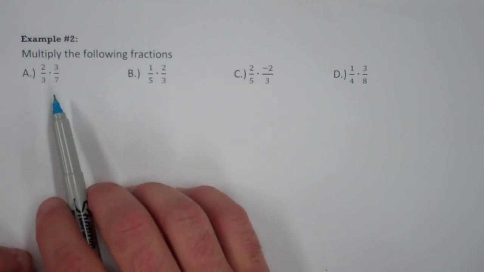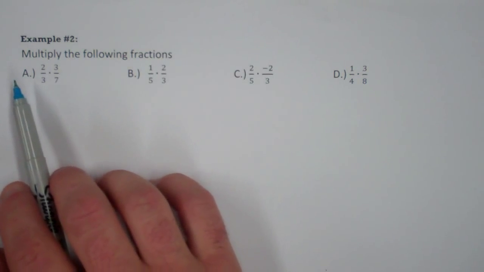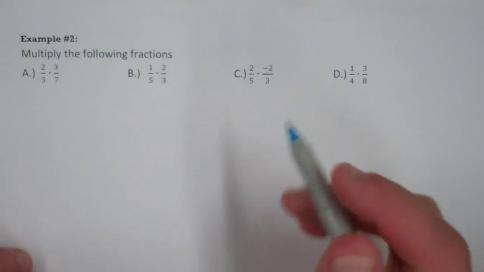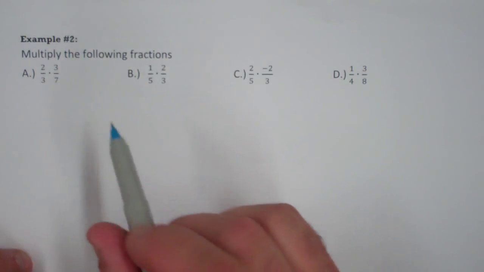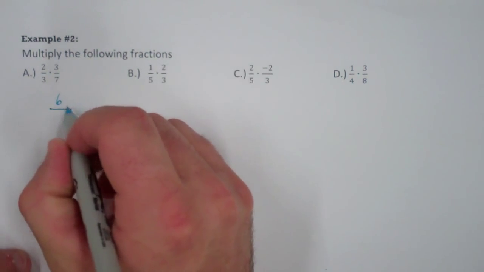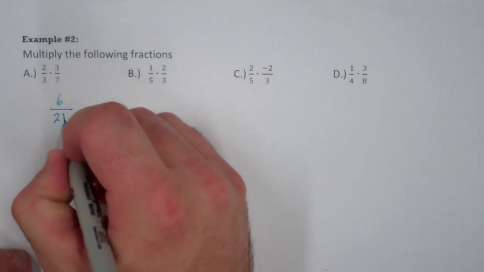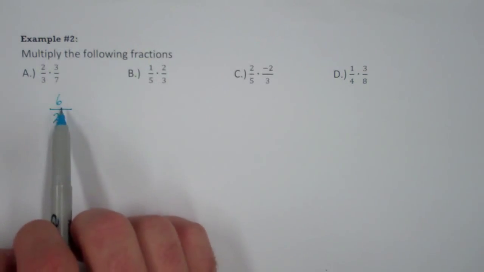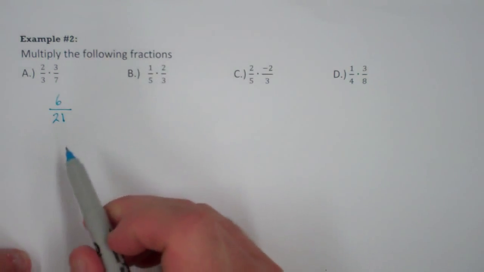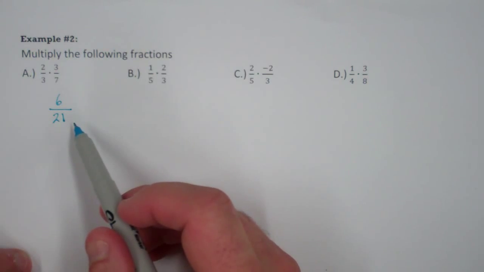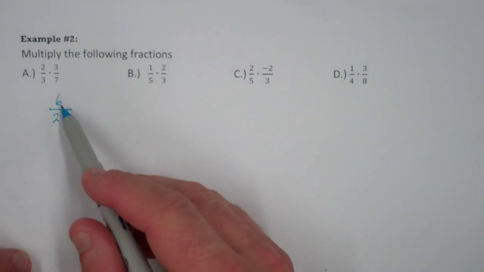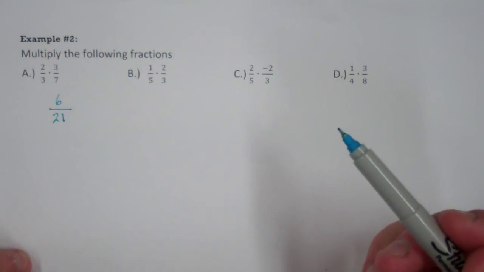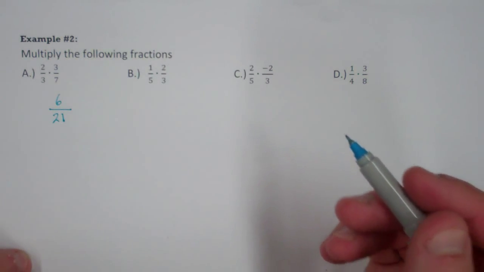You can either use cross-canceling, or you can just go ahead and multiply everything and then figure out how to simplify that later. Let's try that last one. So 2 times 3 is 6, and 3 times 7 is 21. And that's really it. Just multiply the numerators, multiply the denominators. This fraction's okay, but it's not in simplest terms or simplest form. So what we need to do is figure out if there's a number that we can divide both 6 and 21 by. And if we can, we should.